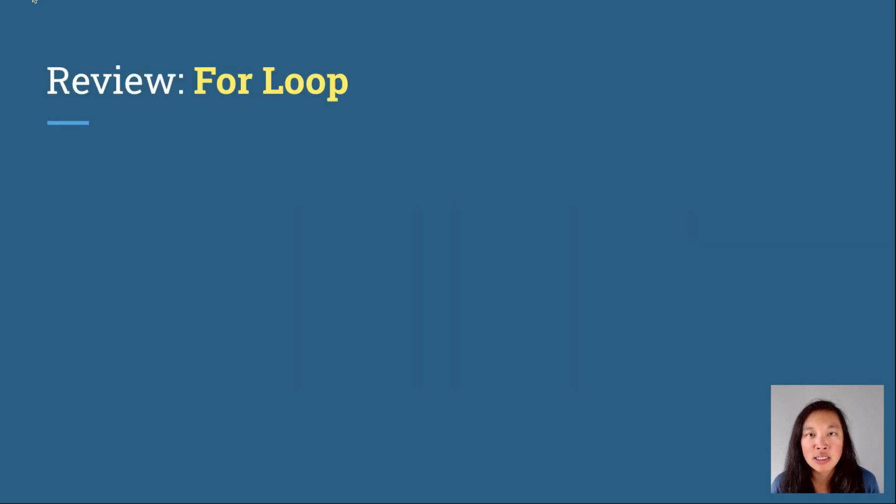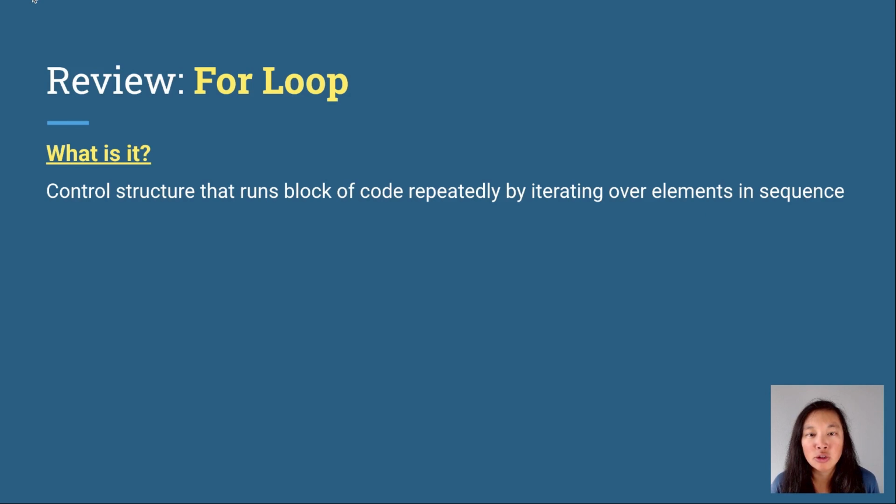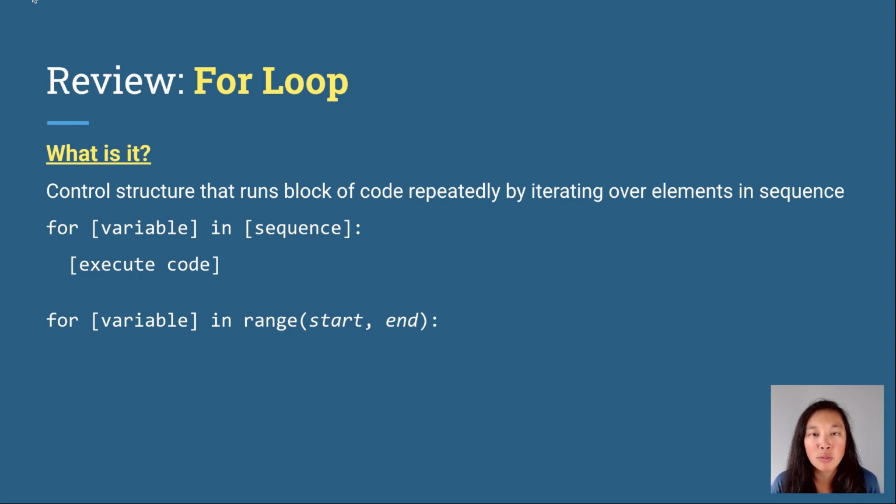As a review of last time about for loops, they are a control structure that runs a block of code repeatedly by iterating over elements in a sequence. And a sequence can be a string or some numbers. So we saw that for variable in sequence, execute code. And we also talked about for variable in some range from start to end, execute some code.